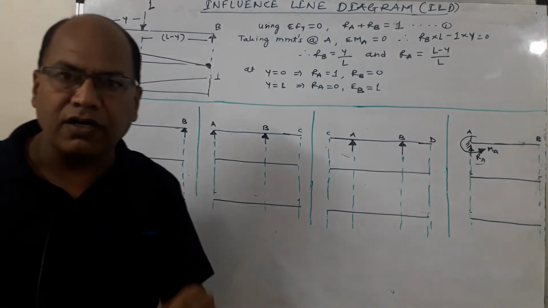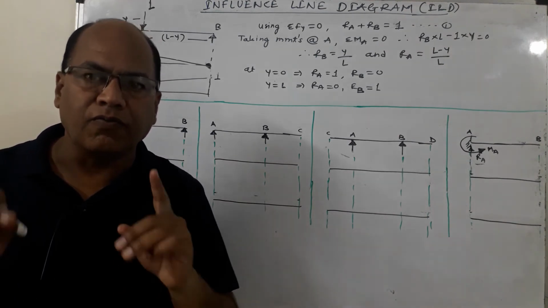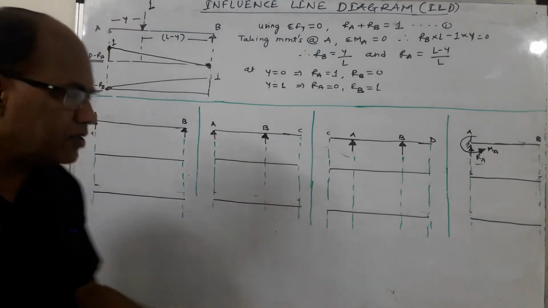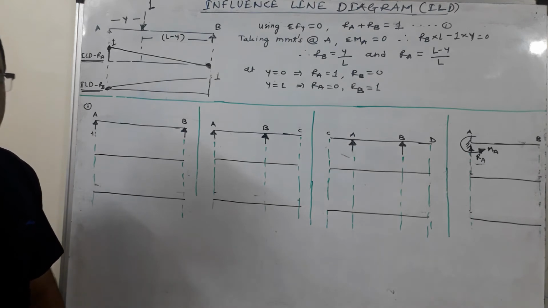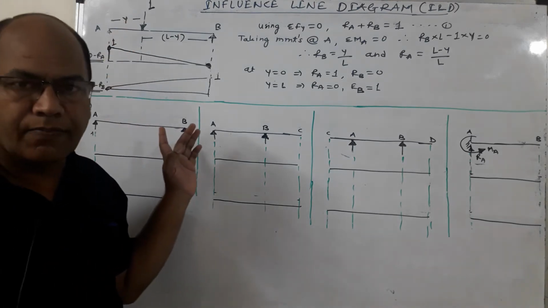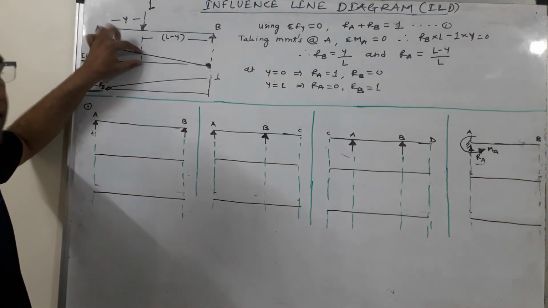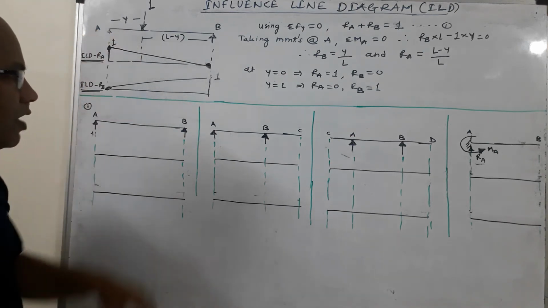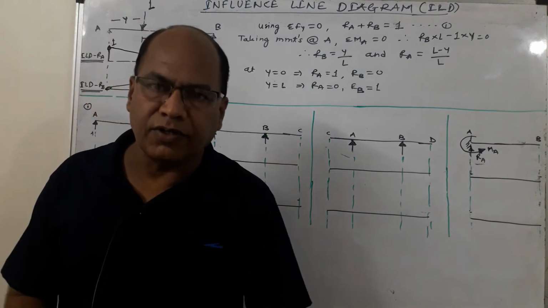So every ordinate in ILD for Ra gives us the value of Ra when the load is exactly on the top of that ordinate. Same is the case with the ILD for Rb also. So to get the value of Ra at any position, we will have to get the corresponding ordinate, and this ordinate will give you the value of Ra when you are dealing with ILD for Ra. So this is how ILD for Ra and Rb can be drawn.